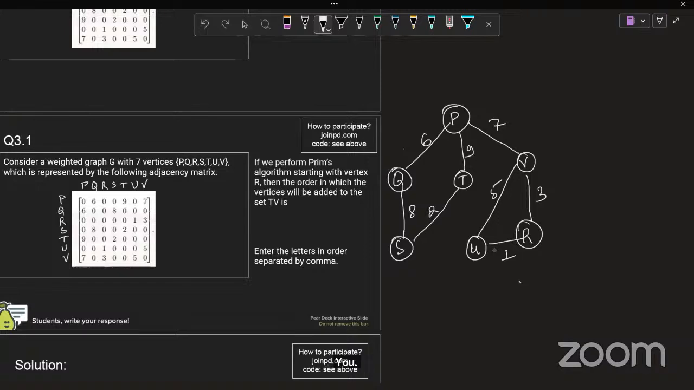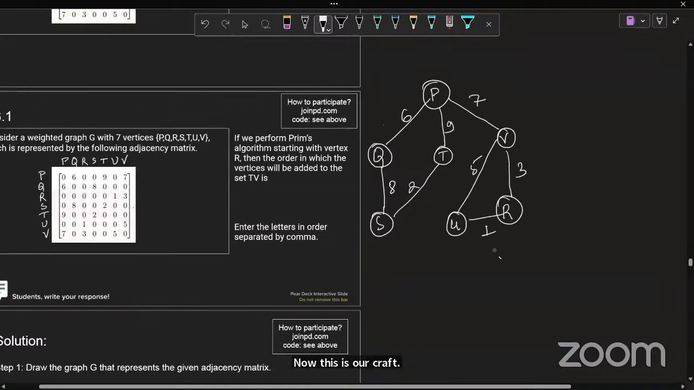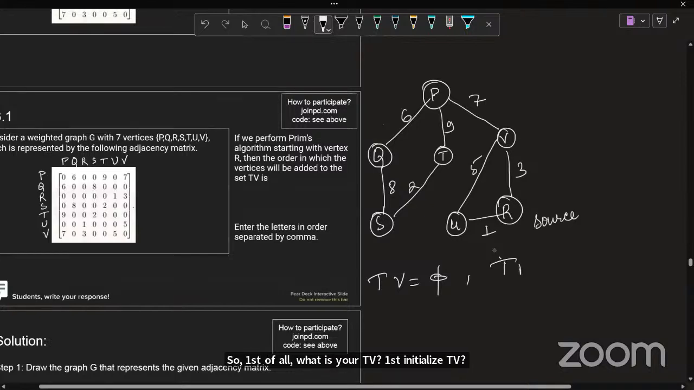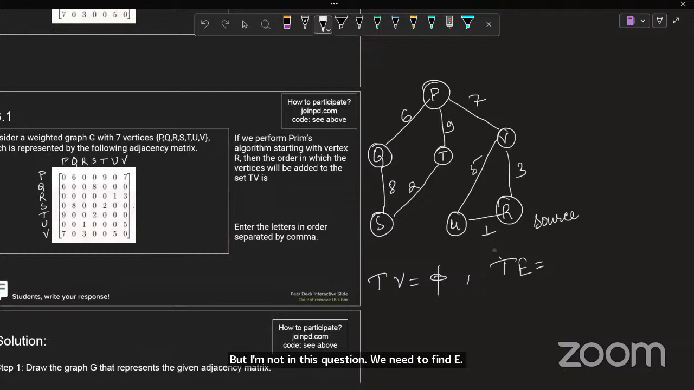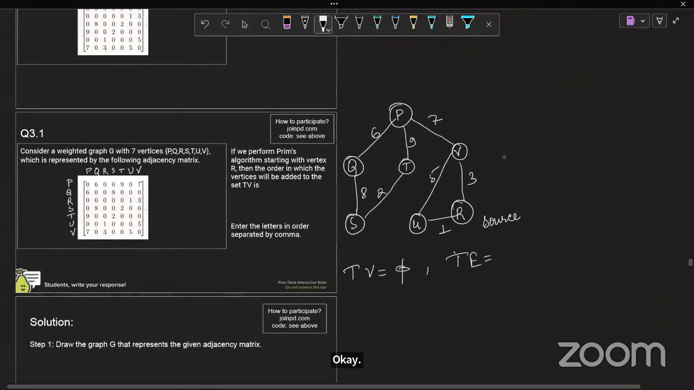Okay, now this is our graph. Now you have to start with the vertex R. This is your source, right? So first of all, what is your TV? First initialize TV to 5. And you have to also find a TE, but I don't think there is any need to find TE in this question. Okay, we can also initialize TE to 5. We initialize TE and TV to 5.